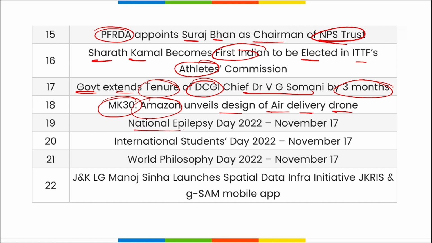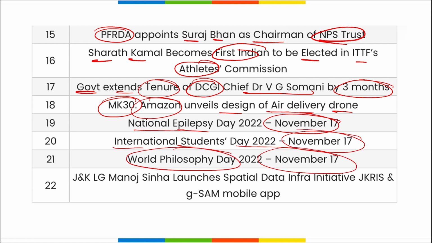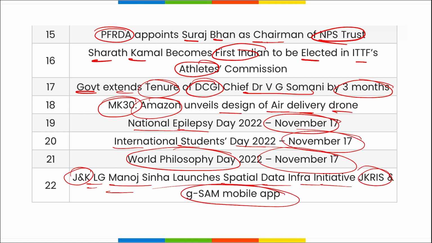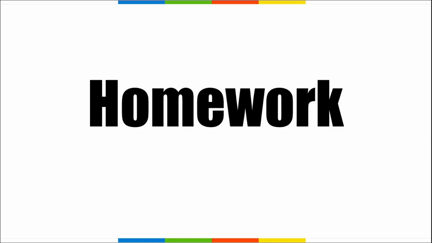National Epilepsy Day observed on 17th of November. International Students Day on 17th of November. World Philosophy Day on 17th of November. And Jammu and Kashmir's Lieutenant Governor Manoj Sinha has launched Spatial Data Infrastructure Initiative JKRIS and GSAM mobile application. So that's all for the day, friends. Now let's move to the homework.